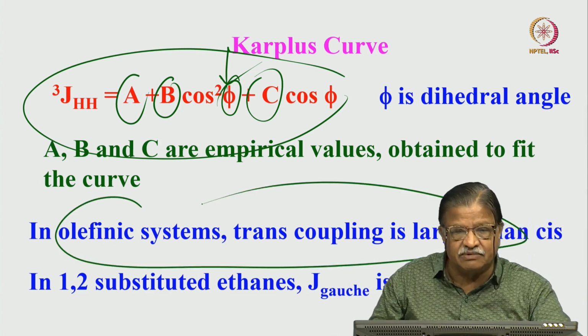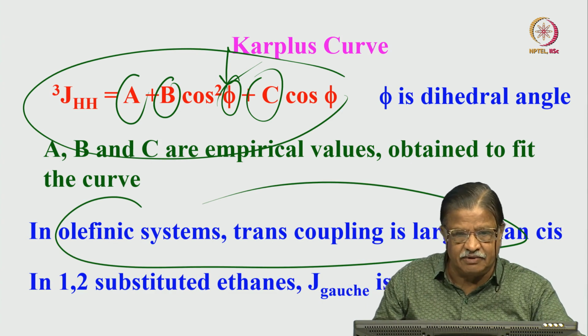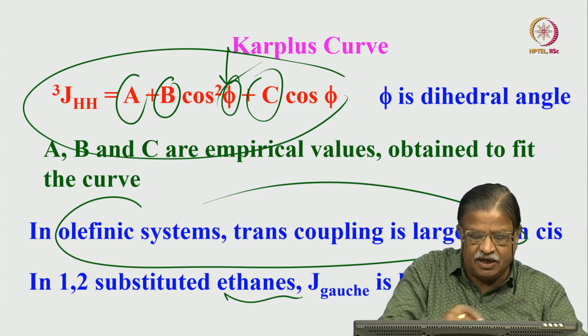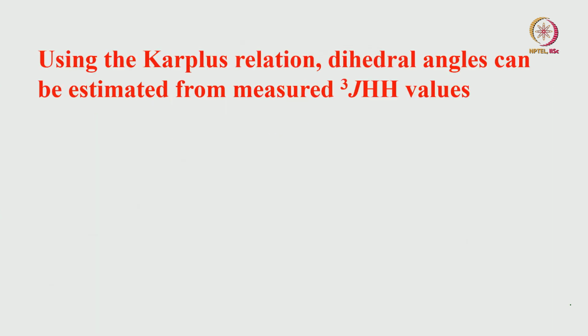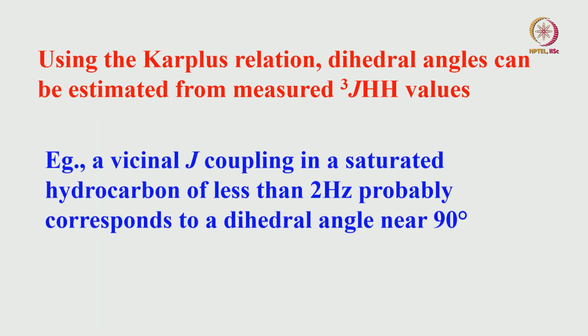In the olefinic systems, trans coupling is always larger than cis. In the 1,2 disubstituted ethane which we saw, gauche is less than trans, and using the Karplus equation we can obtain the dihedral angle, or we can estimate it by the measured 3JHH.